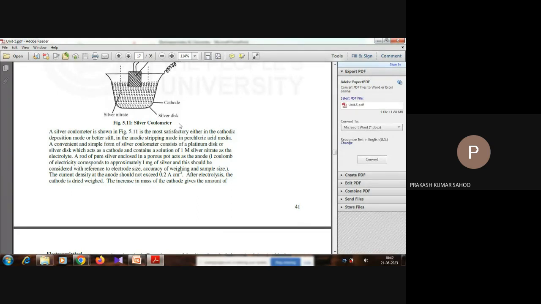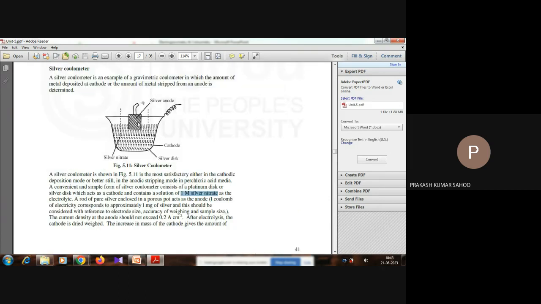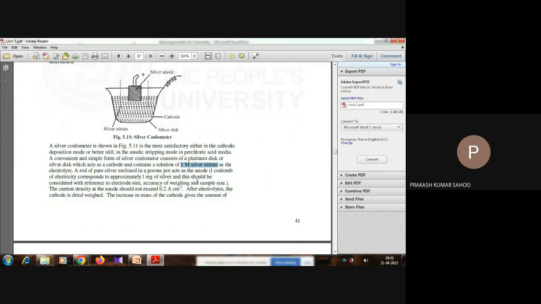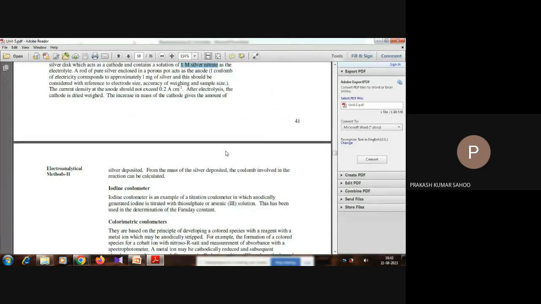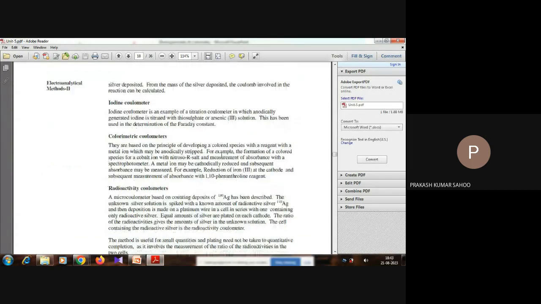The same thing here. Okay, 1 molar silver nitrate is taken in the standard state, then a rod of pure silver enclosed in a porous pot acts as the anode. So this acts as the anode. This one is porous. Then we have 1 milligram of silver, and this should be considered as a reference to electrode size. Also, these things are very much the same as your general electrochemical cell.